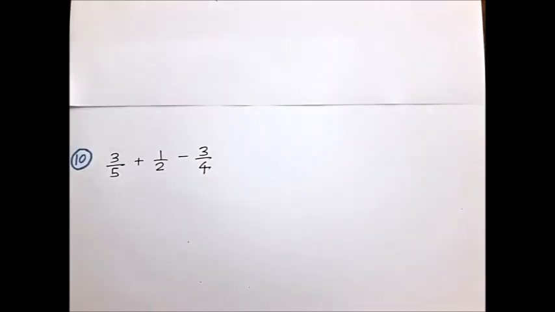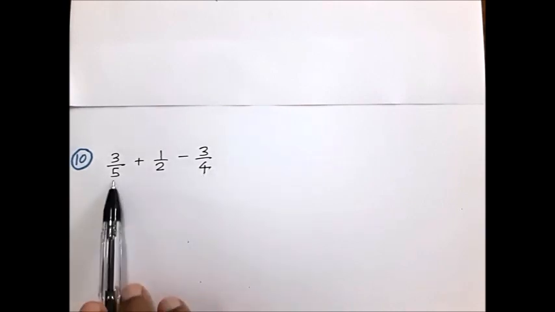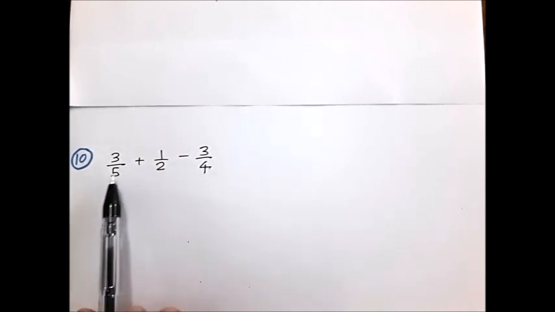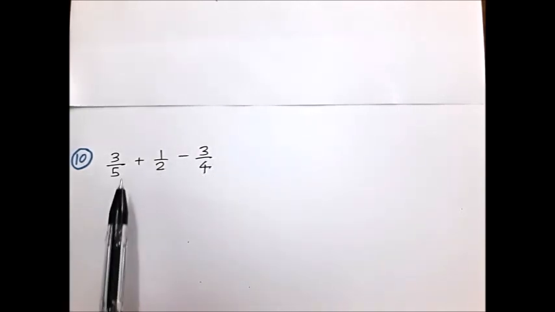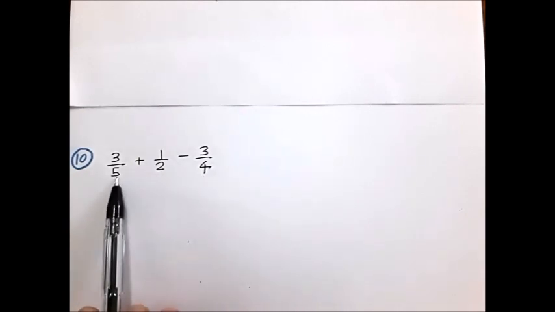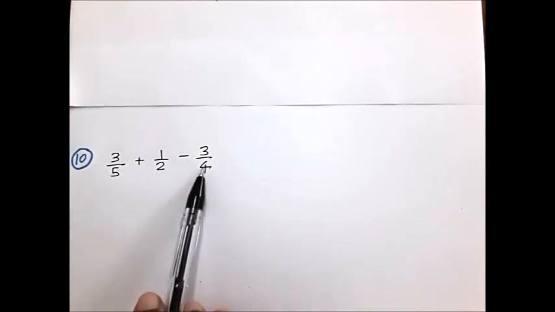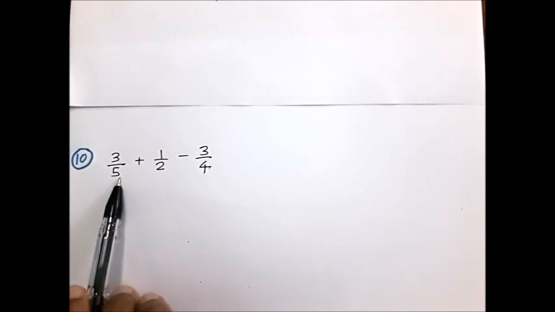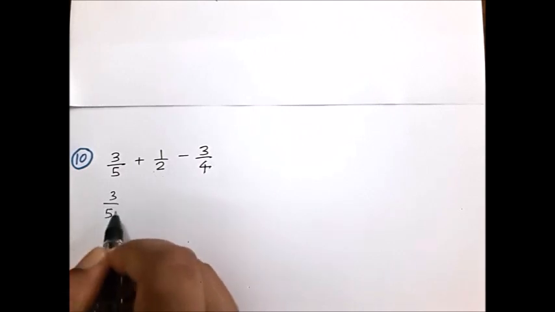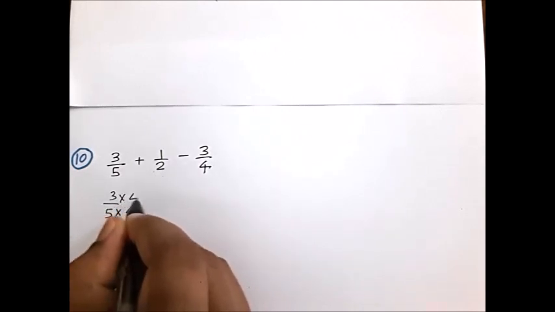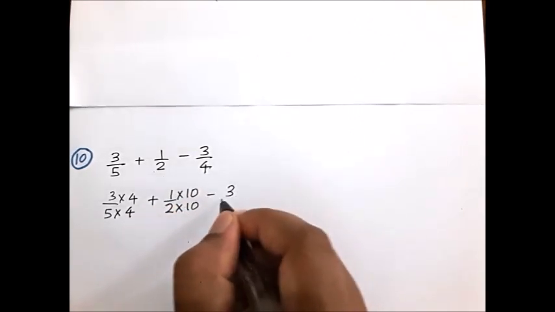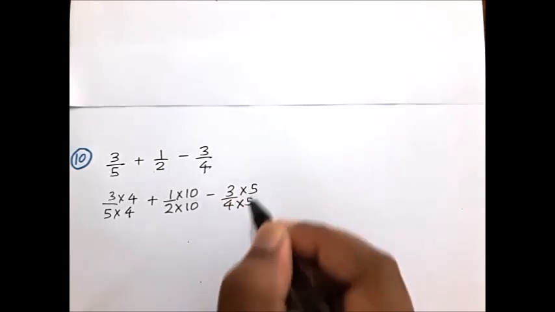Let's start 10th example. Again, different denominators. 5, 2, 4. You have to convert all into a same denominator. 5 multiplied by 2, 10, and 4 multiplied by 5 is 20. You can convert these three into 20. Multiply this one by 4, multiply this one by 10, and multiply this one by 5. 3 over 5. Multiply both numerator and denominator by 4. 1 over 2. Multiply by 10. 3 over 4. Multiply both by 5.